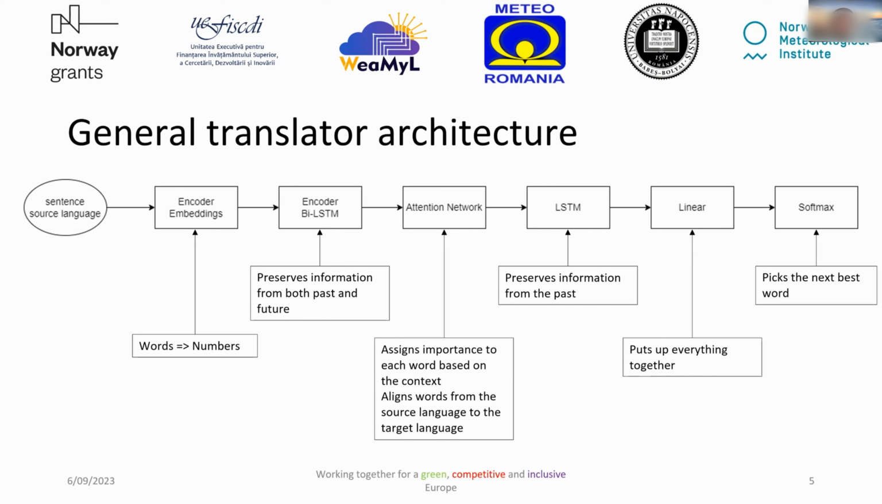It actually predicts what the meaning is based on some future information so that their final outputs are similar. The attention network assigns each word a score based on its importance. If a word is more important, then it has a higher score. If it's less important, it has a lower score. As for the decoder, the LSTM does the meaning prediction based on the current context, and the linear layer combines everything together while the softmax picks the next best word.